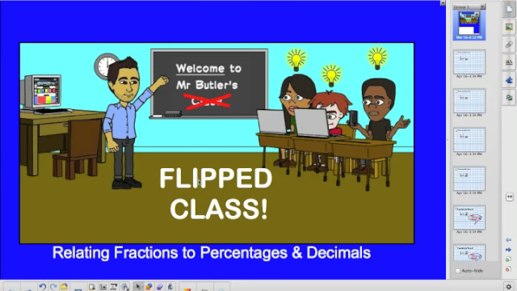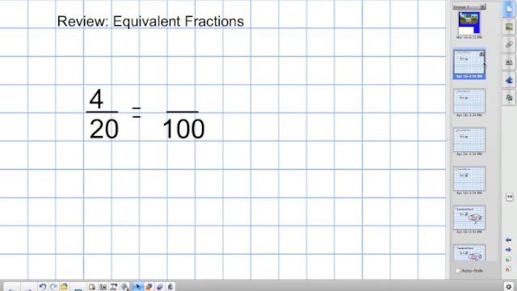Tonight we'll be relating fractions to percentages and decimals. Remember to take notes as always, rewatch the parts you don't understand, and come to class with any questions you may have. Just a quick review about equivalent fractions.